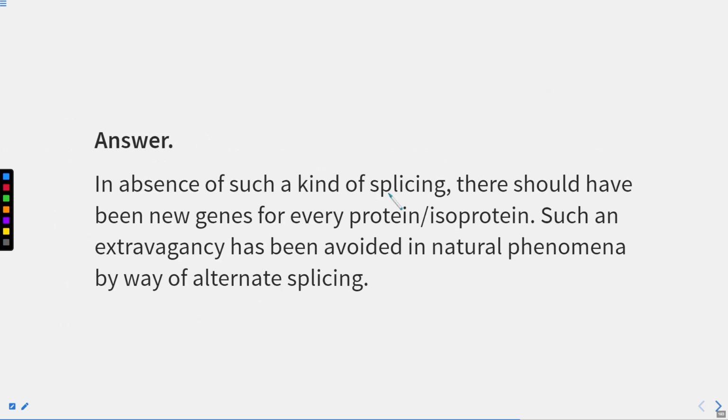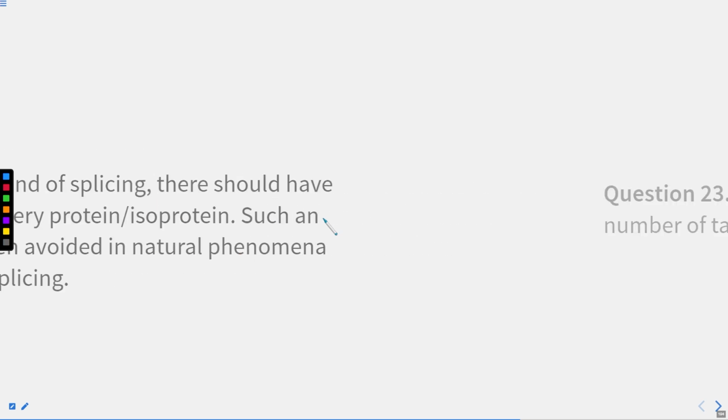Now, in the absence of such kind of splicing, there should have been new genes for every protein. If alternate splicing is not present, then for every protein a new gene is required. Such an extravagancy has been avoided in natural phenomena by way of alternate splicing. So this is an advantage of alternate splicing. Otherwise, a new gene will be required for every protein.